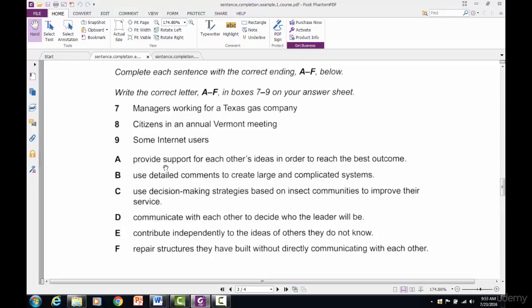So I hope you see how this works. It works by being able to find the sentence, read it, and then find the synonym match. Okay? You have to find the synonym match. That's what it's about. It's about your ability to find synonym matches. All right, now number 9 in terms of the internet users.